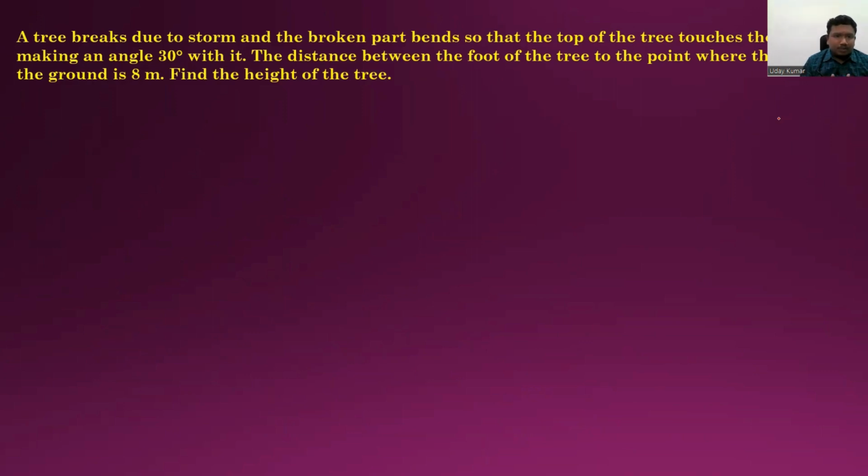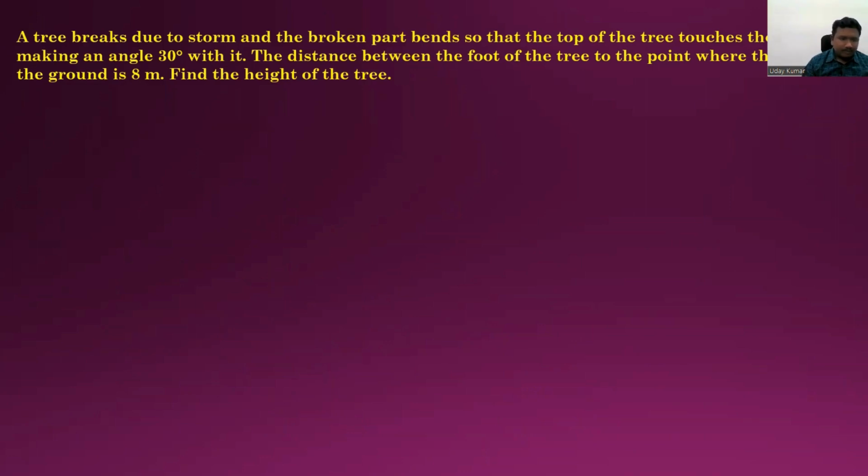A tree breaks due to storm and the broken part bends so that the top of the tree touches the ground, making an angle 30 degrees with it. The distance between foot of the tree to the point where the top touches the ground is 8 meters. Find the height of the tree. So we understood what they gave. Let us write the information given clearly stepwise. Also, let us draw the picture relevant to that.